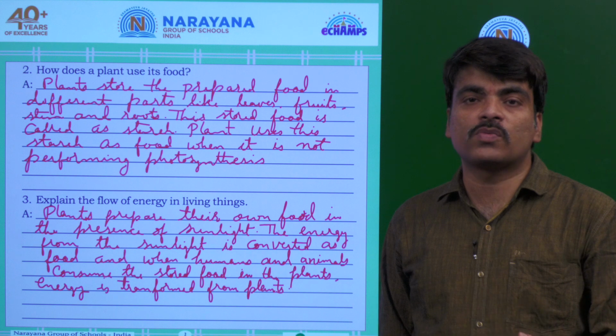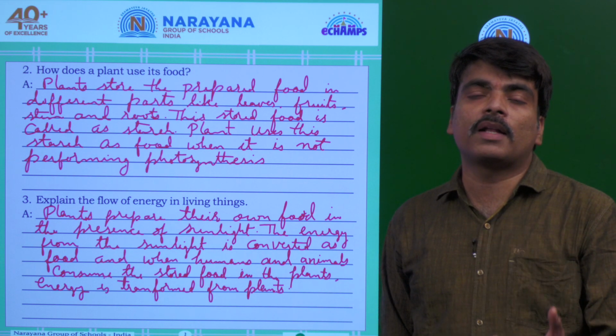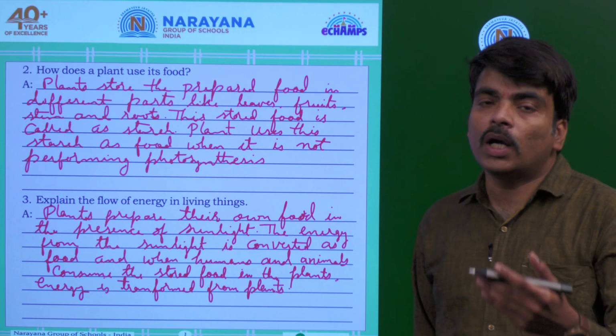We also depend on plants for oxygen. From plants we also require oxygen. At the same time, plants require carbon dioxide from us. In both ways, energy flow takes place.